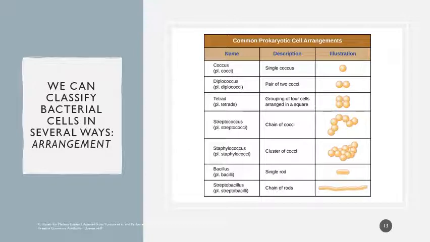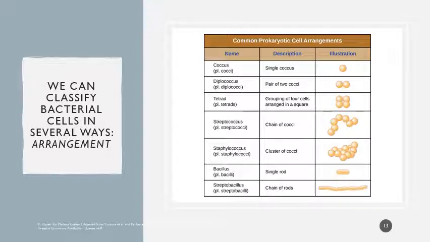So you'll start to notice that some of these arrangements are also the names of different genera, which is the plural of genus. So sometimes we just name the bacterial genus or species according to its arrangement. You'll see Diplococcus is a genus, Streptococcus and Staphylococcus are common genera, Bacillus and Streptobacillus are also common genera.